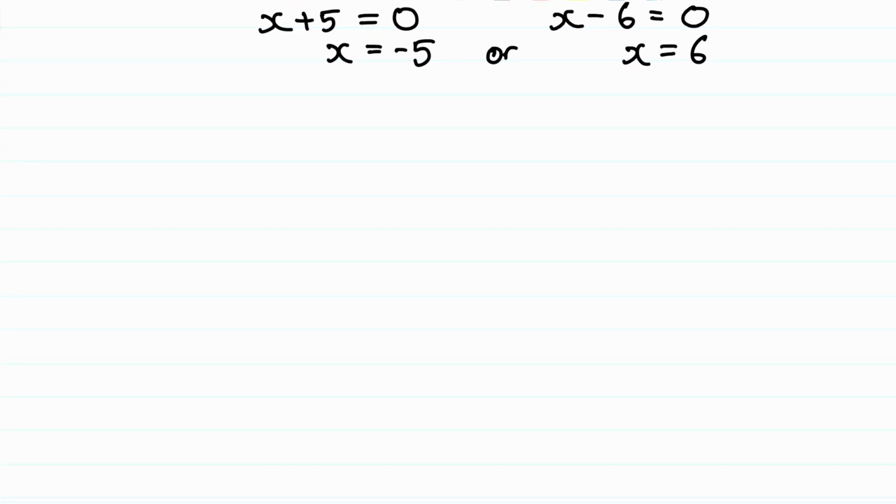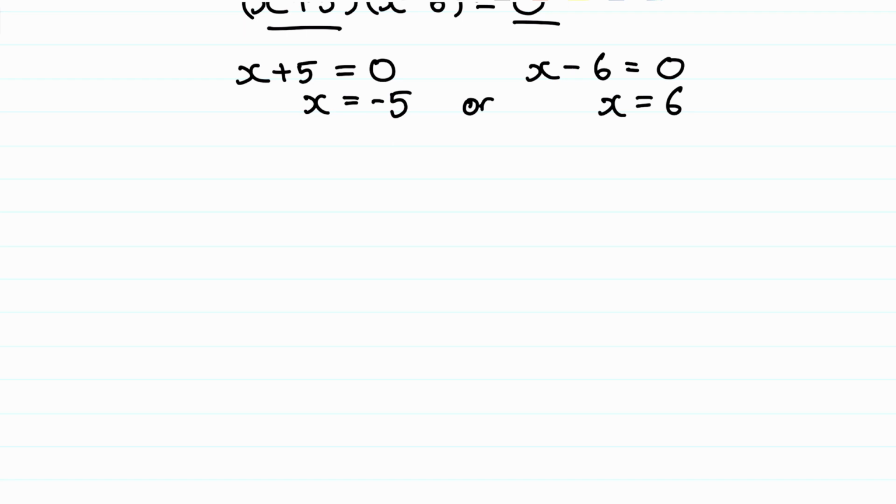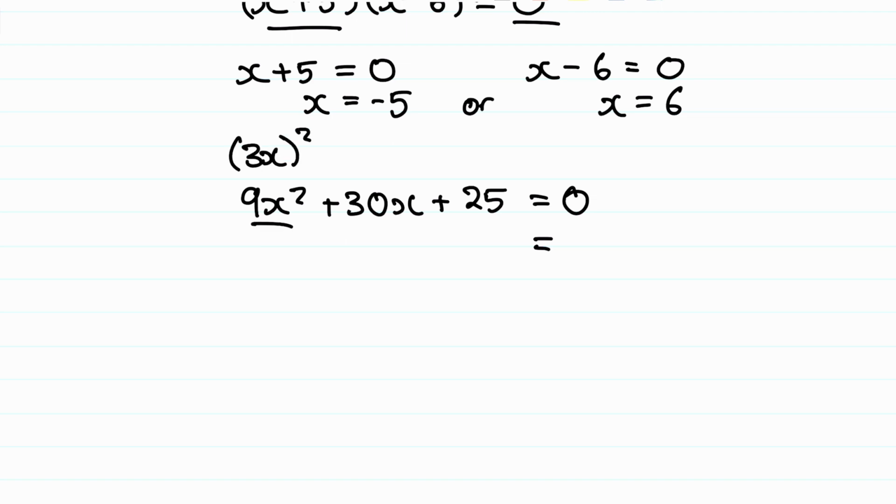Now, we can also get cases where we might factorise, but the brackets we get are both identical, and that's what's known as a repeated root. So if we had 9x squared plus 30x plus 25 is equal to 0, well, this 9x squared is actually 3x all squared, isn't it? And this 25 here is actually 5 all squared. So that says to me that we might have some kind of repeated root.